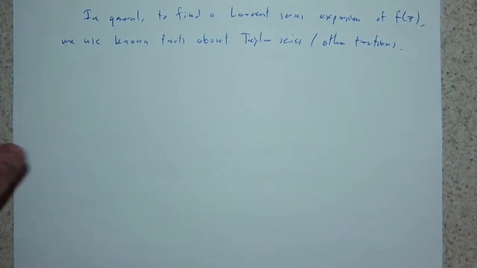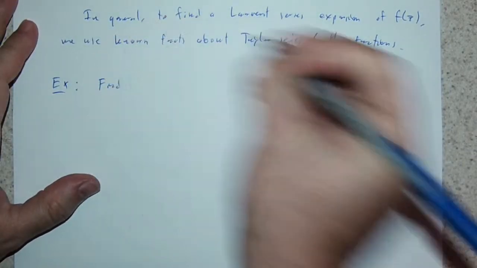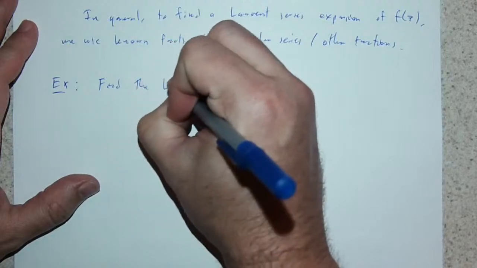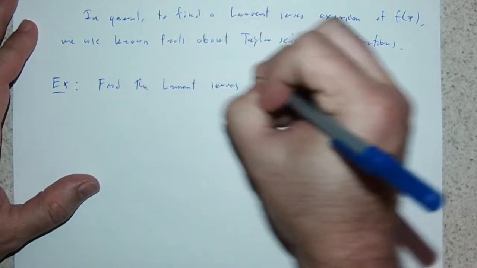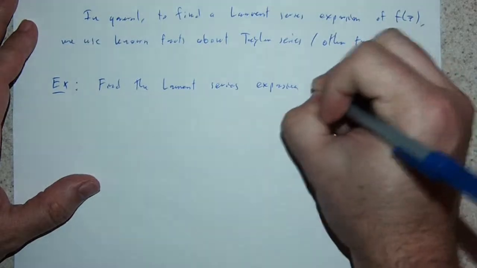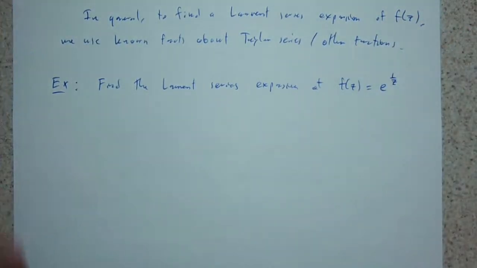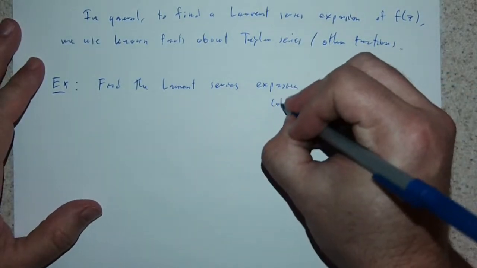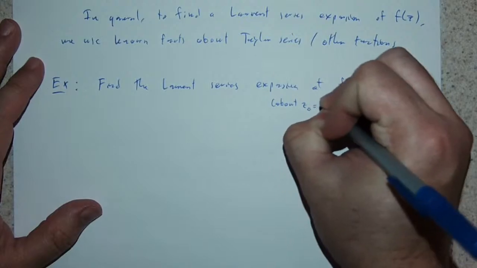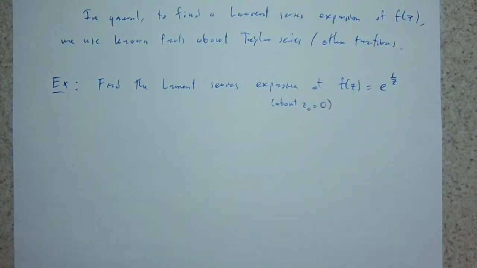Okay. So to show you how this works, suppose I want to find the Laurent series expansion of e to the 1 over z. So find the Laurent series expansion of f of z, which is e to the 1 over z. Say this would be a Laurent series representation about 0. So Laurent series expansion about z naught equals 0 of this function. Okay.